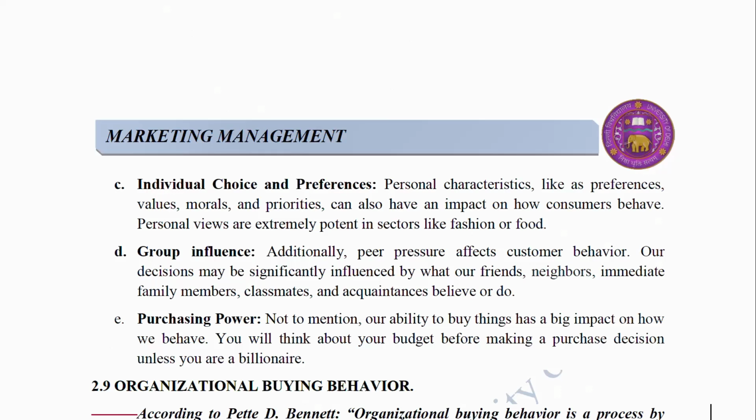E. Purchasing power. Not to mention our ability to buy things has a big impact on how we behave. You will think about your budget before making a purchase decision unless you are a billionaire.